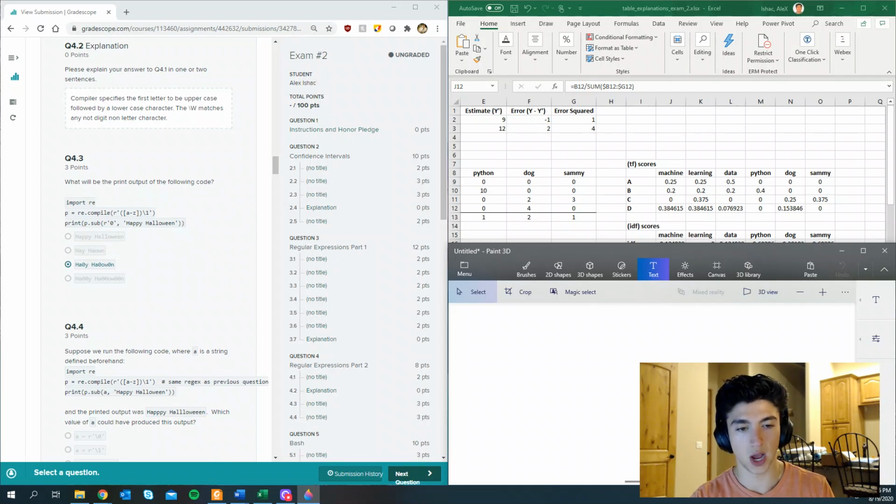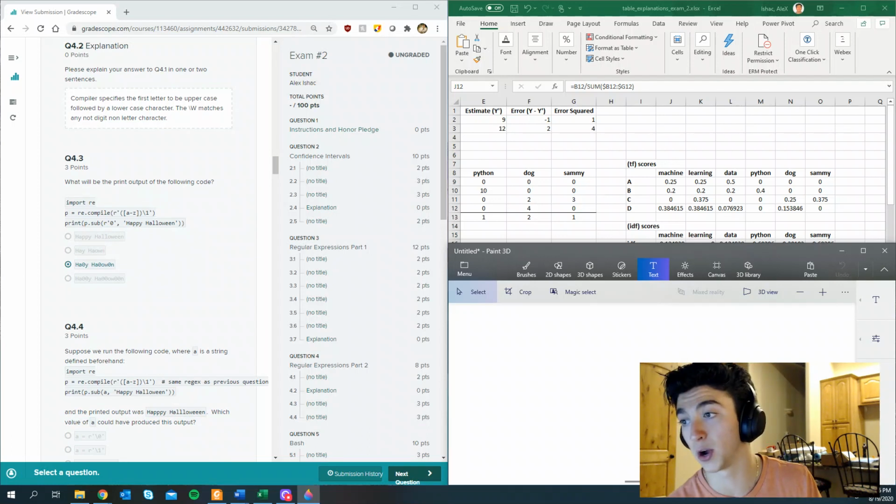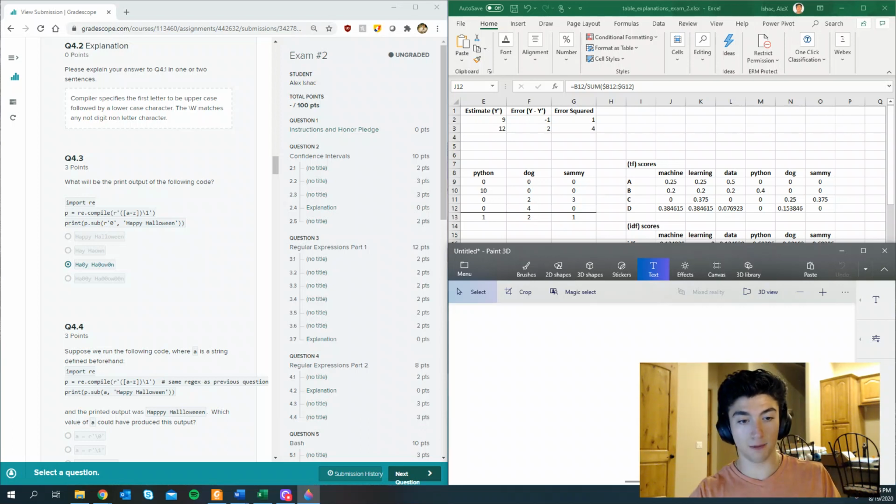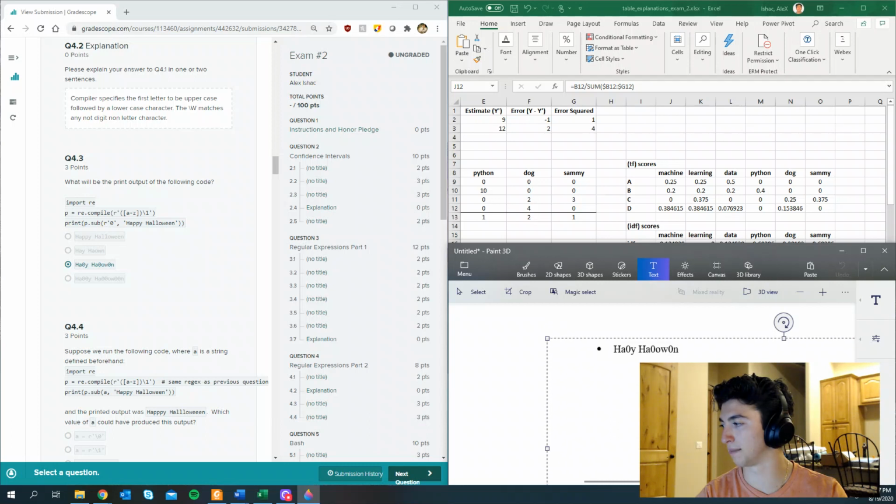4.3, what will be the print output of the following code? The print output would be, this is an interesting one to spell. Let's see if I can, it's going to be over here. Well, that copies. It's going to be the option that I've chosen, which is ABC. C is the correct answer. This is what it should look like, which is what I have shown here. Let's see if I can move this over. There you go. Again, I'm pulling this from my Word doc that I have pulled up on my second monitor. This would be the correct answer.